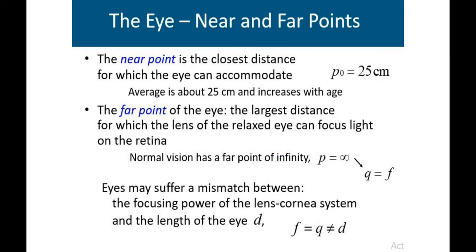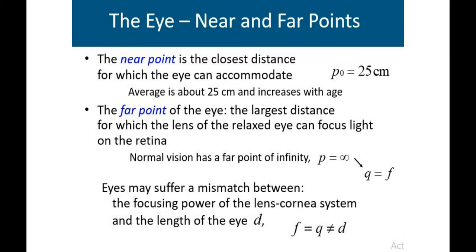Then again we are talking about the near point. The near point is the closest distance for which the eye can accommodate. It is accepted that it is 25 centimeters, but of course it can be smaller. It depends on the elasticity of the lens, and it depends on the shape of the eyeball also. But on average, it is 25 centimeters.